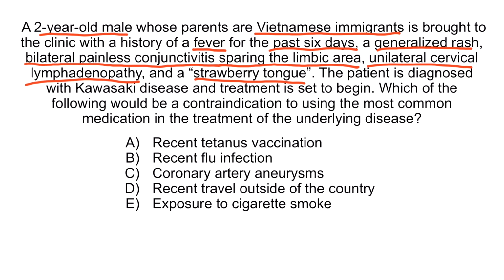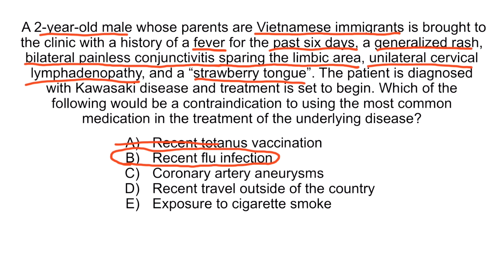Now, one of the mainstays of treatment for Kawasaki disease is high-dose aspirin, which is known to cause Reye's syndrome in young children recovering from a viral infection. Therefore, the correct answer is B, recent flu infection. So we'd want to avoid giving aspirin to a child recovering from a recent viral illness in order to avoid that complication of Reye's syndrome. So in this patient, the treatment would most likely be limited to IVIG.